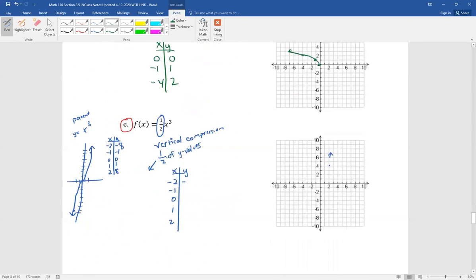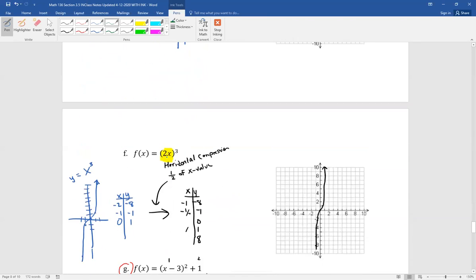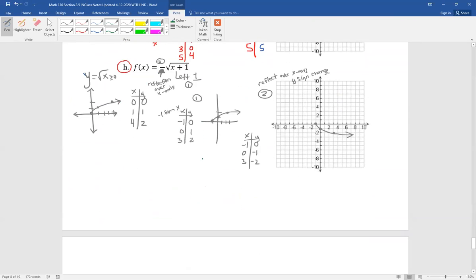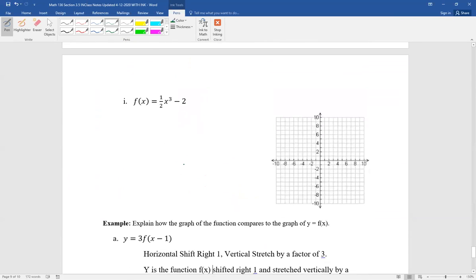Okay, we had a couple more graphs that I wanted to do. Actually, no, that was all of the graphs. Nope, there's one more. I thought there was one more. So this one, the parent function would be x cubed, which we can get a chart for that real quick if we want.